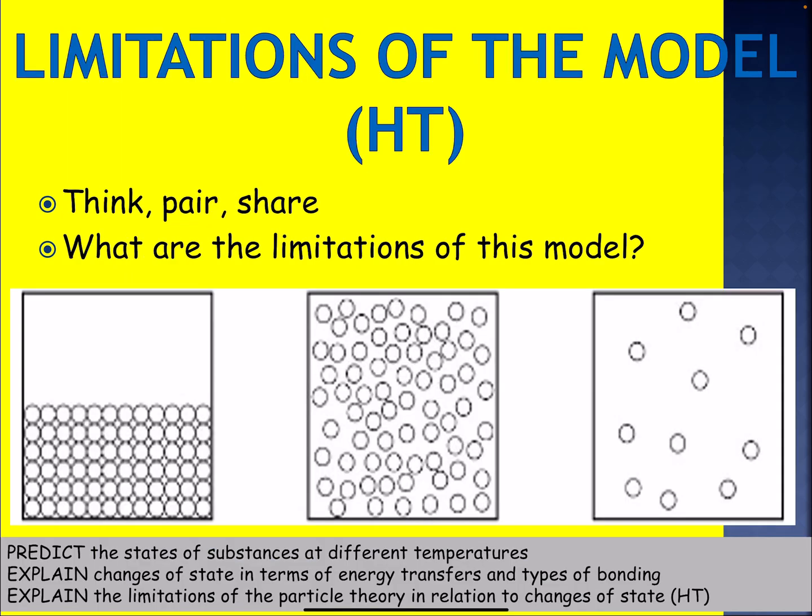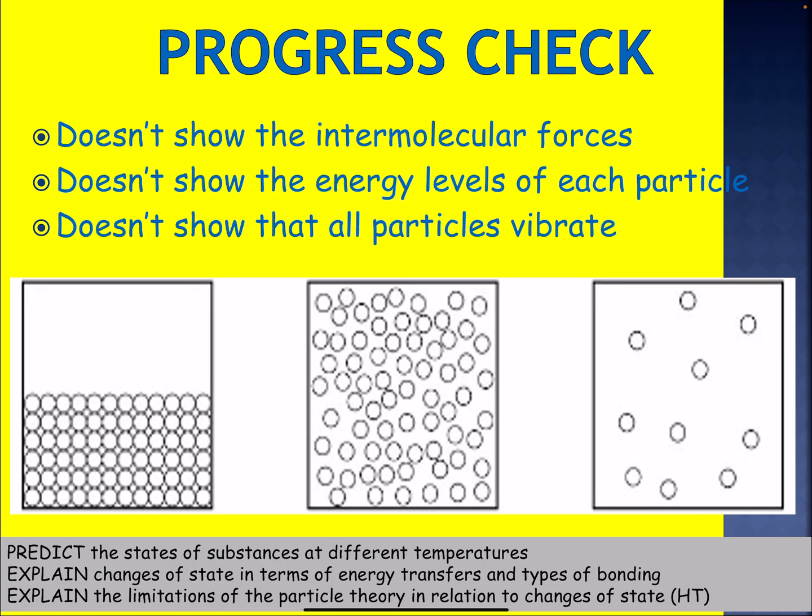What are the limitations of these models? It's very easy to draw models to explain the point, but these models do have limitations. Pause the video here and think, what are the limitations of using these types of models? The limitations are: these models do not show the intermolecular forces. They don't show the energy levels of each particle, and they don't show that all particles vibrate. Particles will have kinetic energy until you get to absolute zero, minus 273 degrees Celsius.